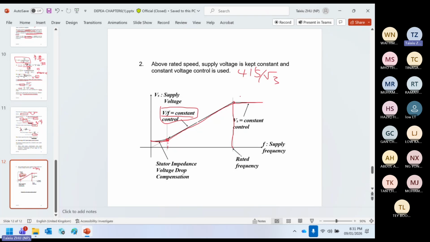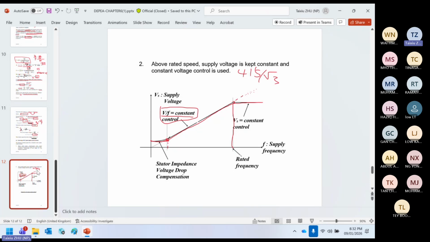Okay, then when the speed is very high, the voltage also doesn't follow, because if you follow it here, there's a chance the insulation of the motor will break down, then you see the short circuit. Now this actually is the practical consideration when we apply the V over F constant control method.